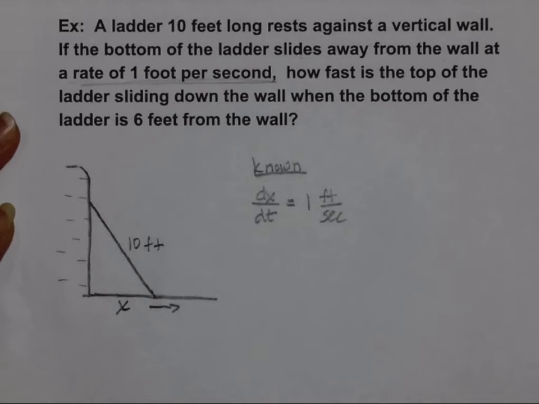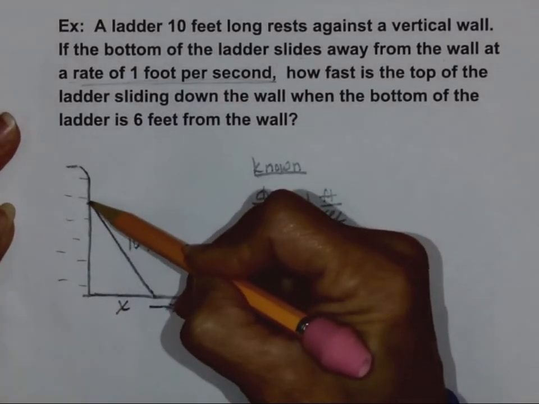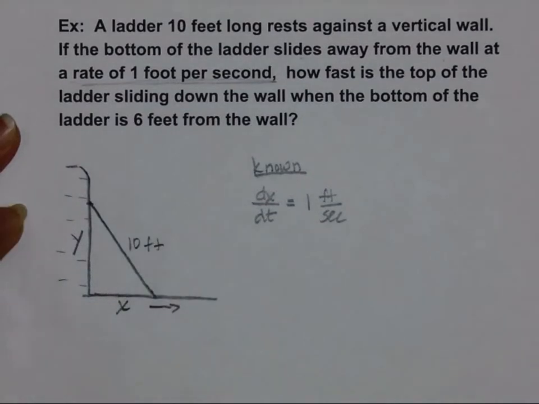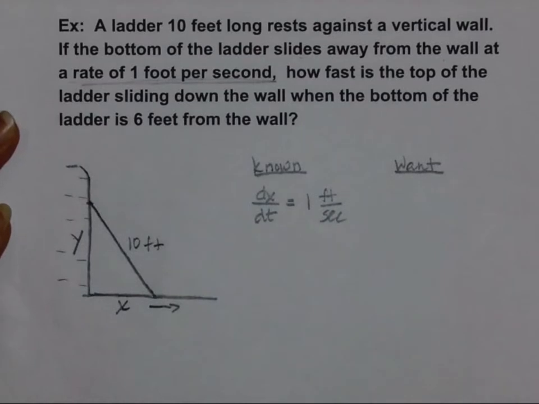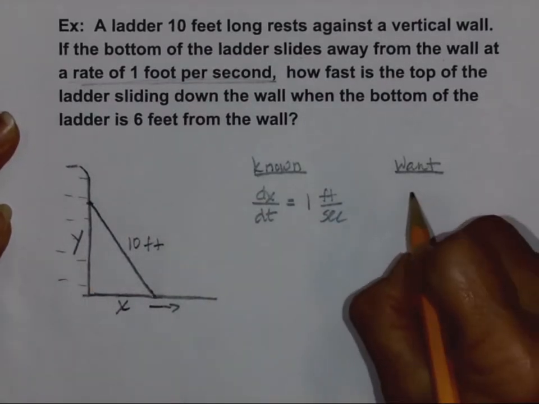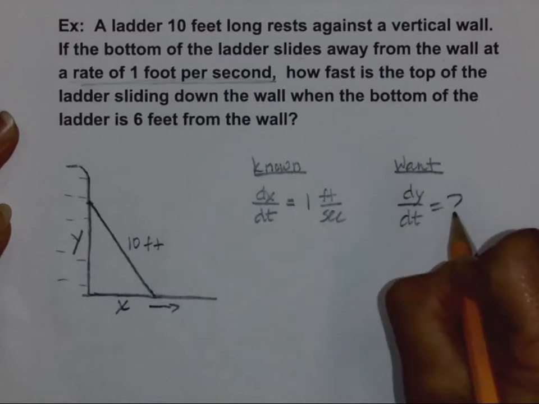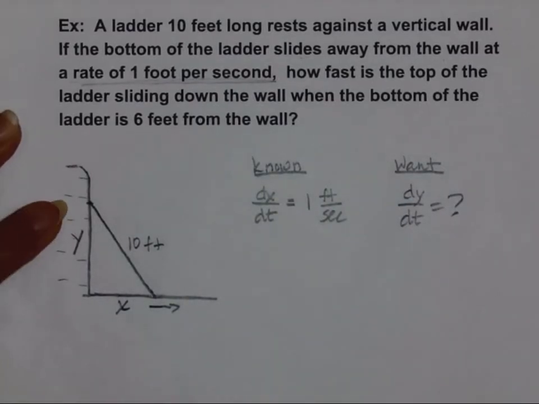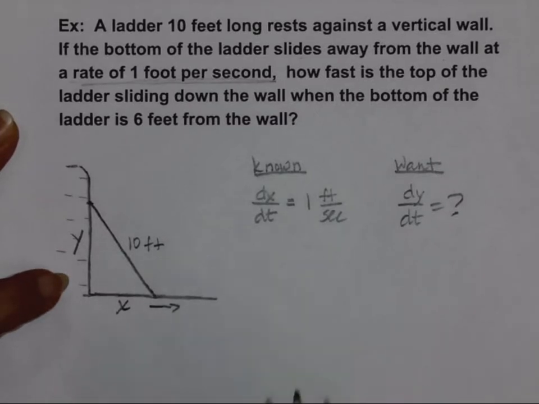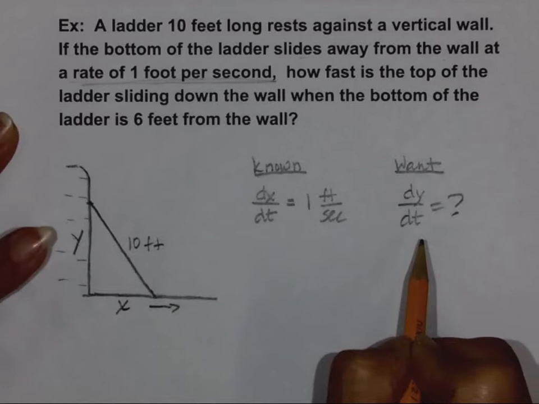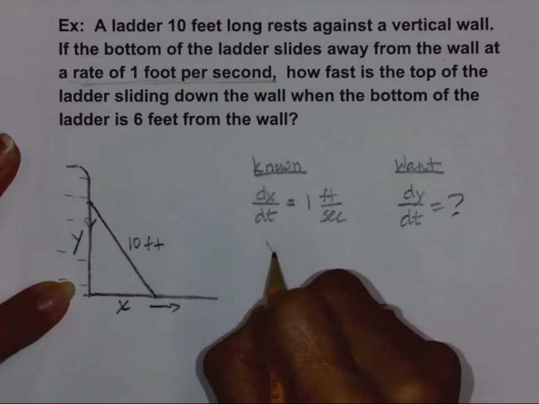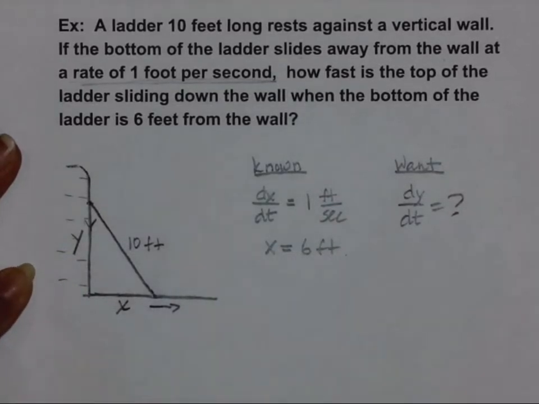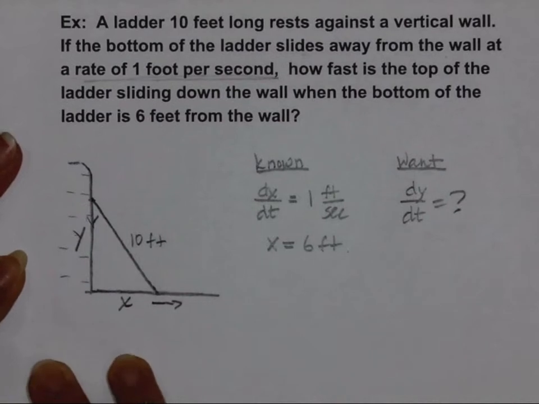What I want to know is how fast the top is sliding down. I'm going to label this side y. So the rate that I'm looking for, the variable that I want to determine, is the rate at which y is changing. So I want the rate dy/dt. I want to know how fast the ladder is moving down as it is moving away from the wall, when x is equal to 6 feet. So I have my picture. Here's my known rate. Here's the wanted rate.